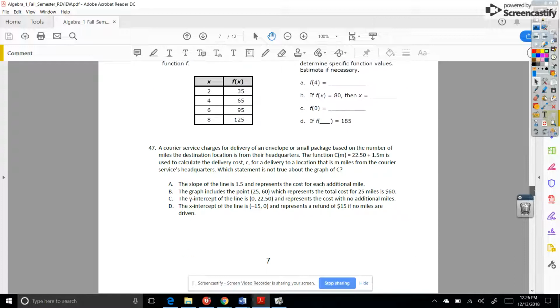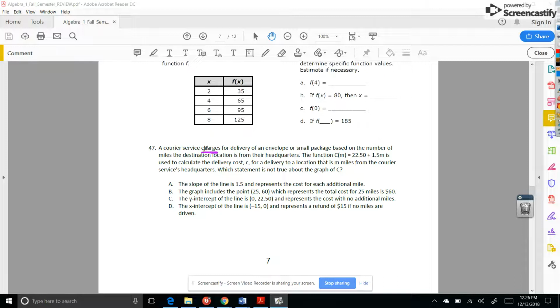Okay, big long word problem. Let's see what our keywords are. They charge based on miles. There's our function. They're charging, so they're adding money to your bill. Which statement's not true? First thing is this is kind of in y equals mx plus b, but not quite, because we would want the mx plus b. So that might help us a little bit.